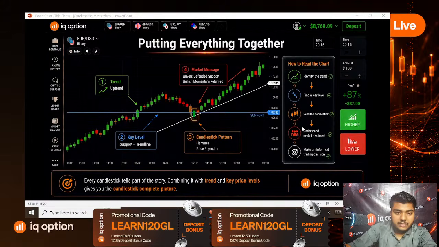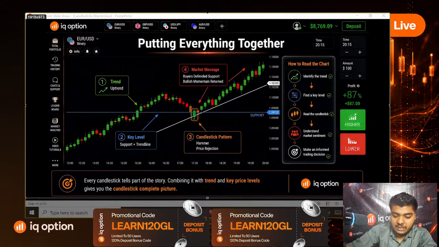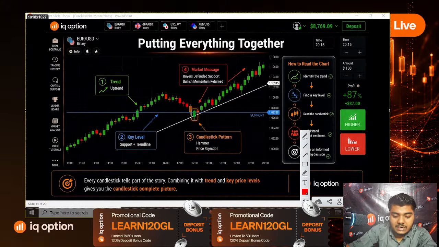Our next topic, which we already touched on, is putting all these things together. We have covered the key building blocks of candlestick analysis. Let's see how they work together. Imagine you are looking at a chart. Instead of focusing on just one single candlestick, start by asking yourself a few simple questions.